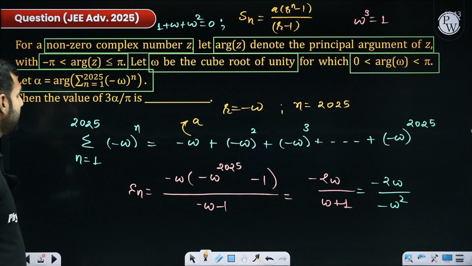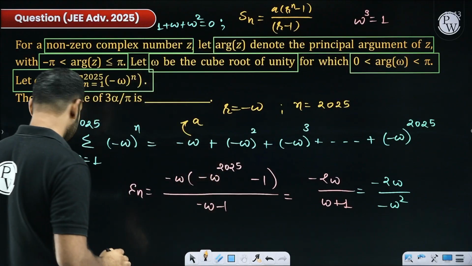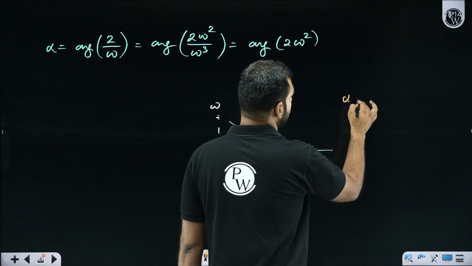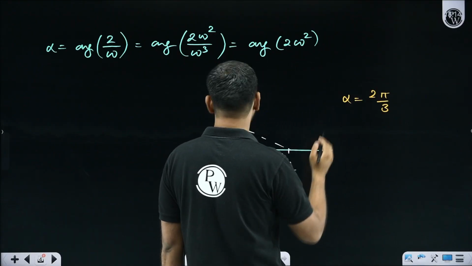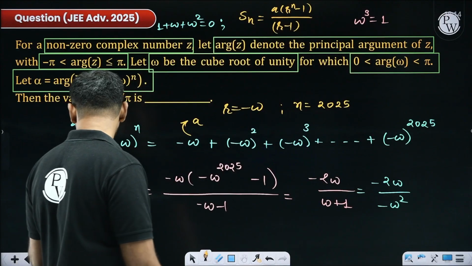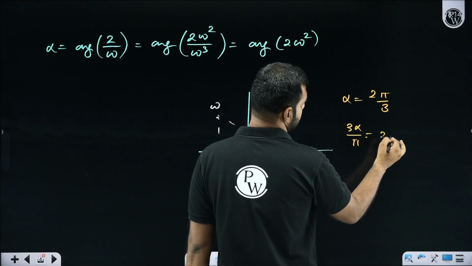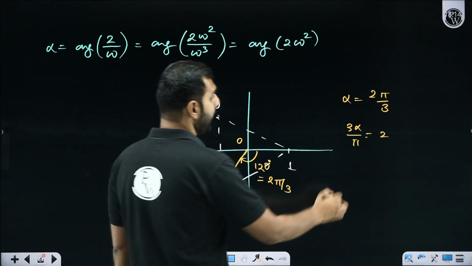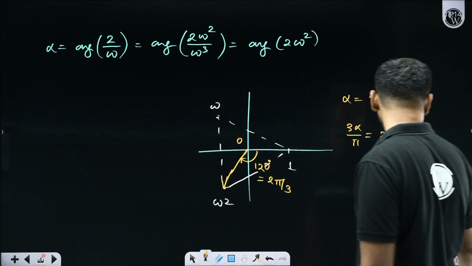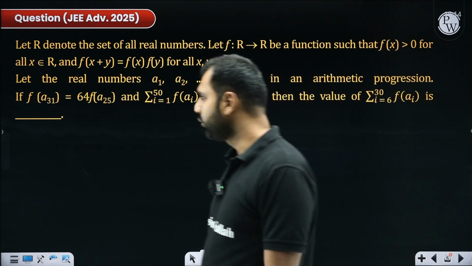But what are we asked? We are asked 3 alpha by pi. So if we have cracked, where shall I write it? This is your alpha, which is 2 pi by 3, right? So 3 alpha by pi, that I think is nothing but 2 if you just rearrange it. And that's your answer. Everybody got that? I hope this was absolutely easy, which you all should have done if you attempt it or see it in the paper. Let's move towards the next question.